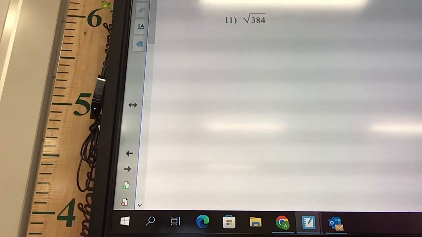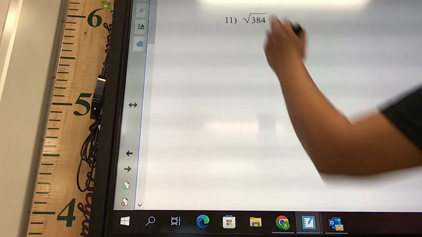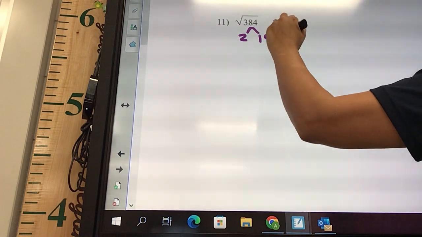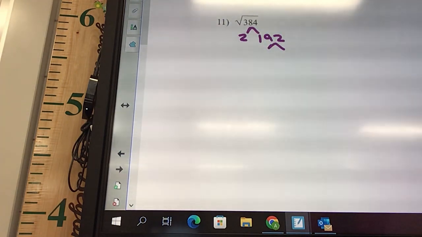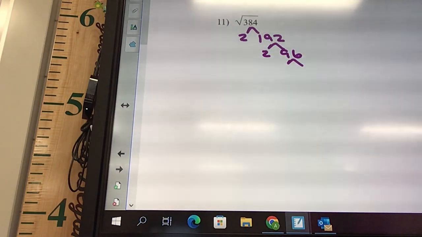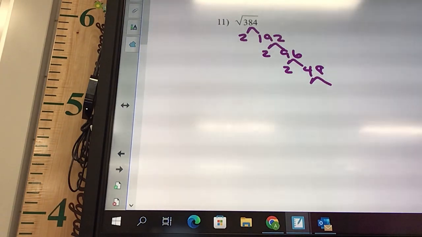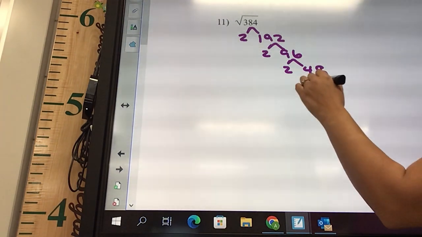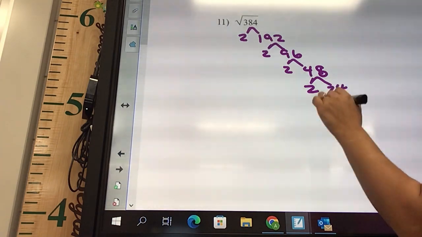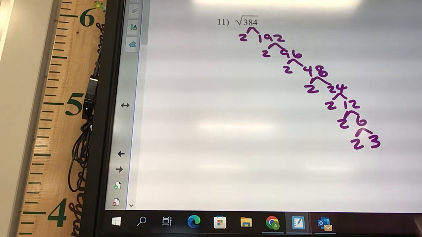Okay, 11. We got 384. 384 divided by 2. We get 2 and 192, 2 and 96, 2 and 48, 2 and 24, 2 and 12, 2 and 6, 2 and 3. Yeah, there's a lot of 2s going on in this one.